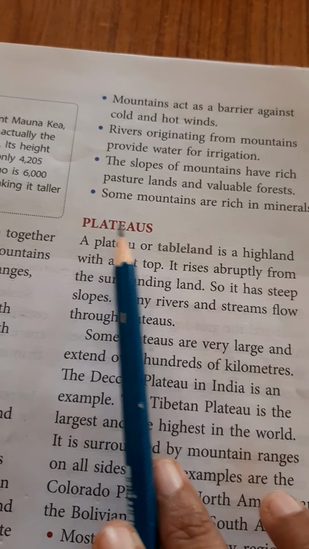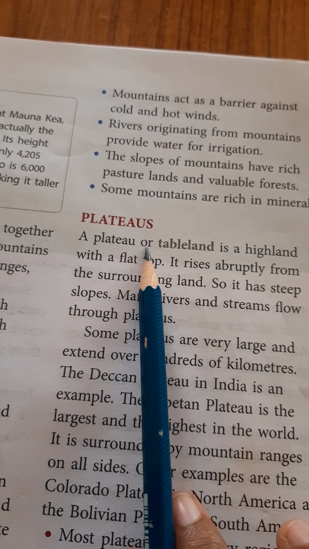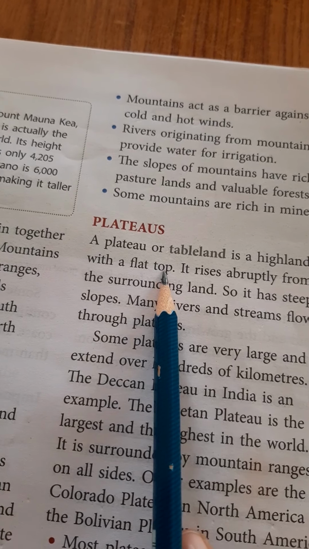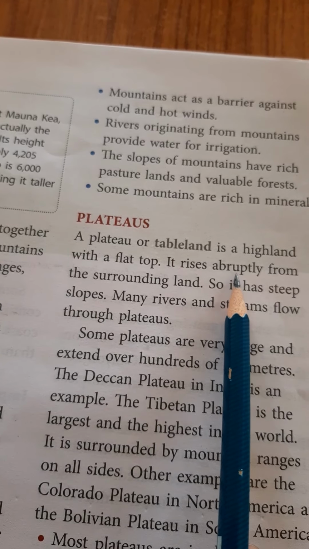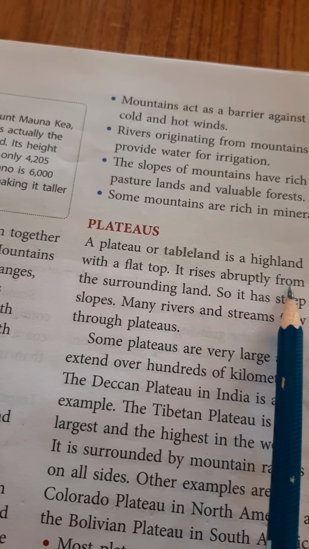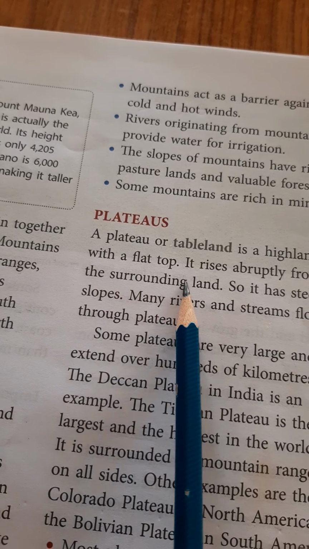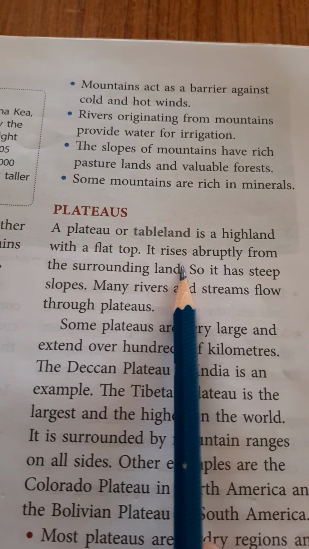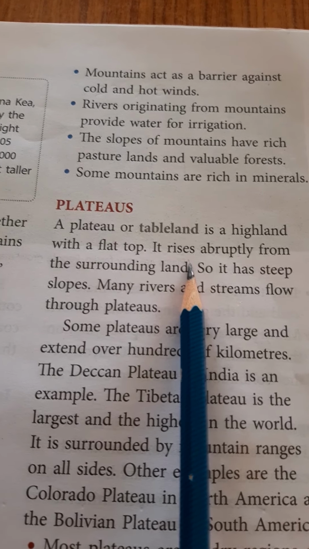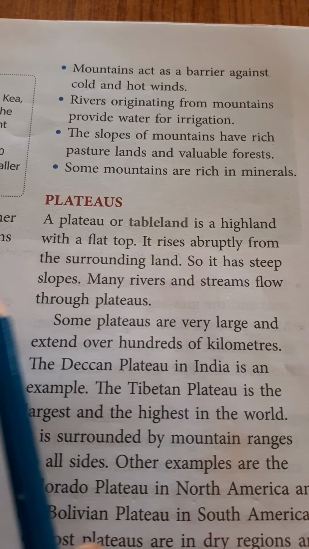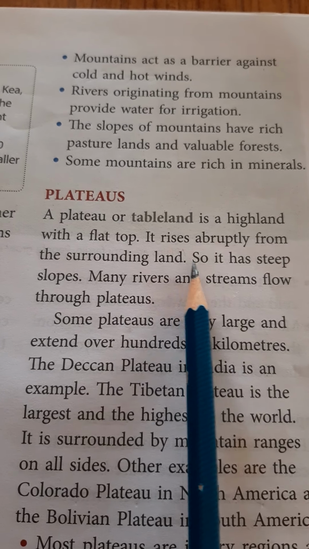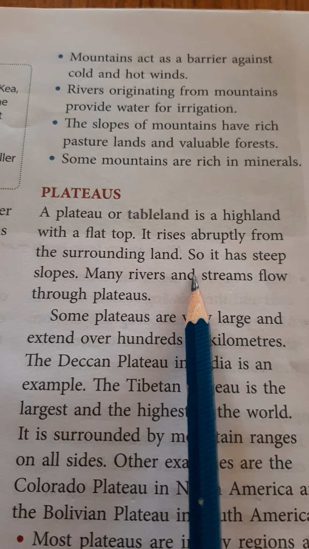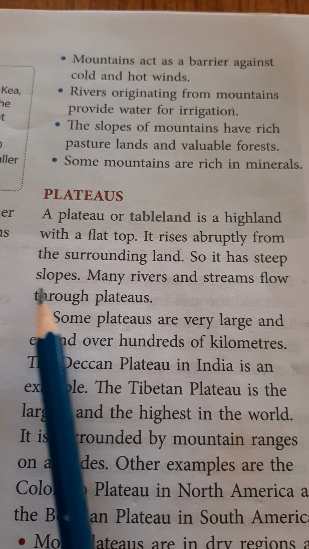Next, plateaus. A plateau or tableland is a high land with a flat top. It rises abruptly from the surrounding land. So, what are plateaus, children? Plateaus are also called tableland. It means it is flat, so there are no slopes on the plateau's top. It is flat, but it has steep sides.